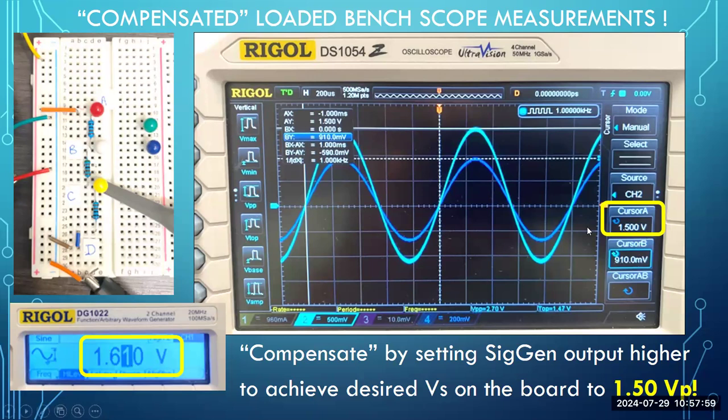All right. Cursor A is the solid white line that's sitting on the top of the big waveform, and that's 1.5 volt peak. Now, that being said, cursor B is showing me 910 millivolts peak, which is my output at point C. So I have dual trace.